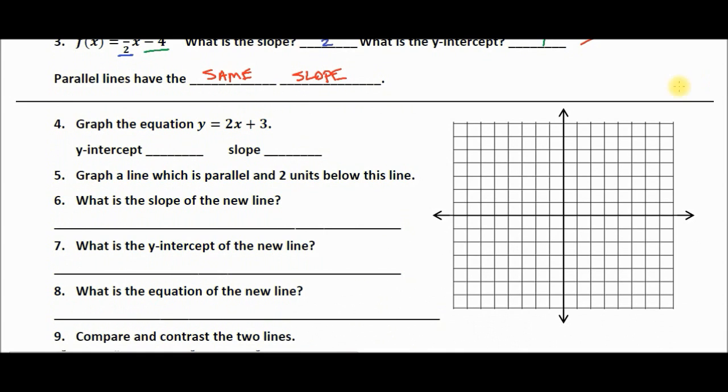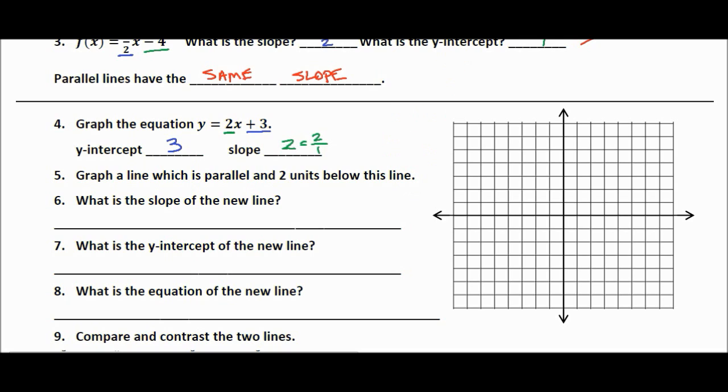Number 4, graph the equation y equals 2x plus 3. Well, in order to graph this equation, let's identify the y-intercept and the slope. I'm going to highlight the y-intercept in blue. The y-intercept is positive 3. And the slope is positive 2. The slope is on the x variable. It's the coefficient of the x variable. Slope is positive 2. And I'm going to write that as 2 over 1. I'm going to change it to a fraction. You're going to see why in a moment.